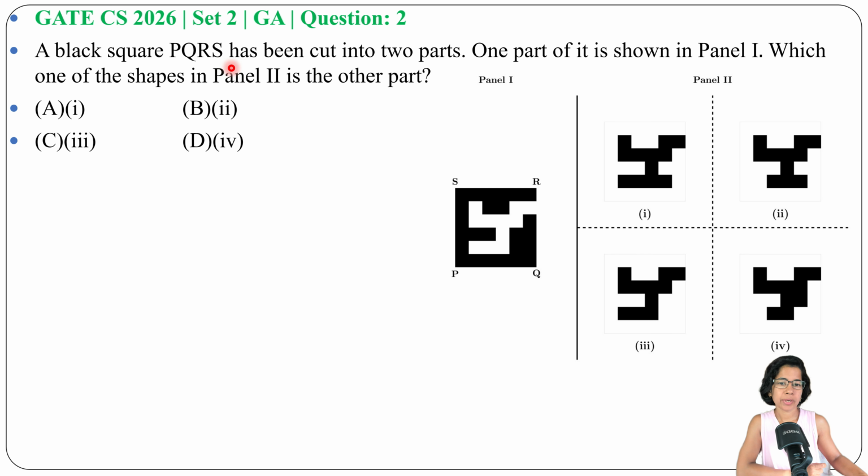A black square PQRS has been cut into two parts. One part of it is shown in panel 1. This is panel 1. Which one of the shape in panel 2 is the other part? This is panel 2. And it is asking which one from panel 2 will fit in panel 1 picture. And 4 options are given.